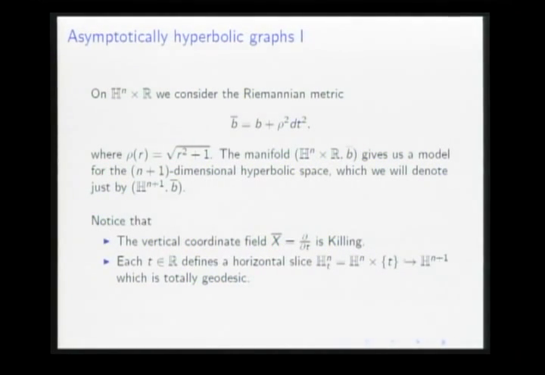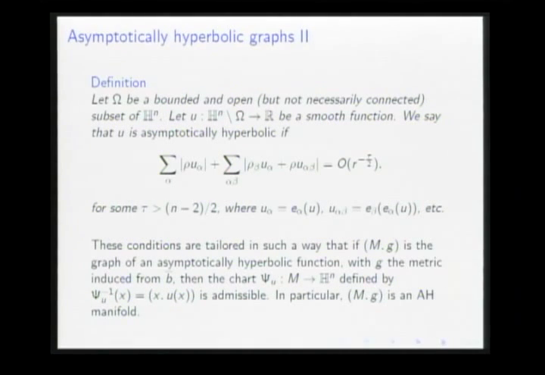So in the minimal one, I'm going to ask my boundary to be on... Okay, I'm going to use this model for H^{n+1}. And I'm going to consider graphs here now. For each t, I have a hyperbolic space which is totally geodesic. I'm just defining what a hyperbolic asymptotic function is, in order to get an asymptotically hyperbolic manifold when I get the intrinsic metric.